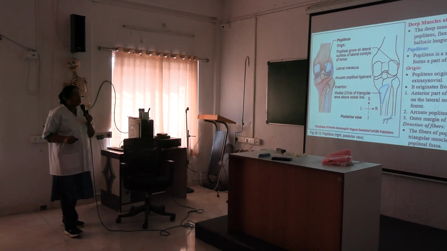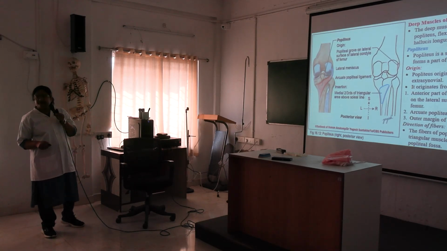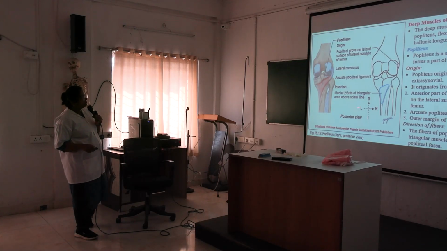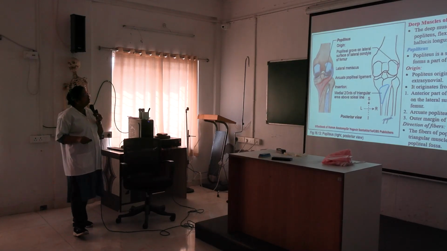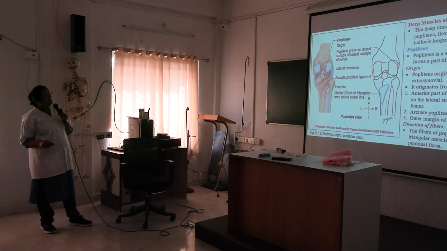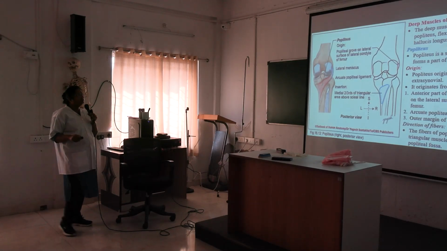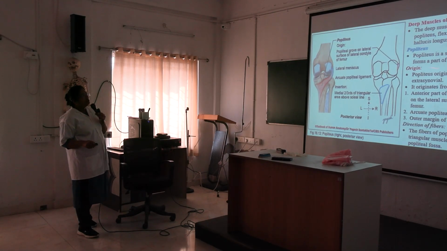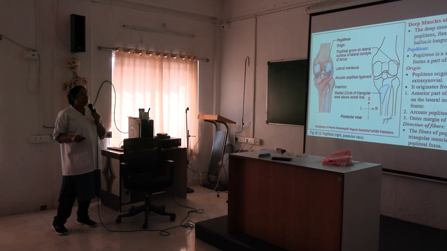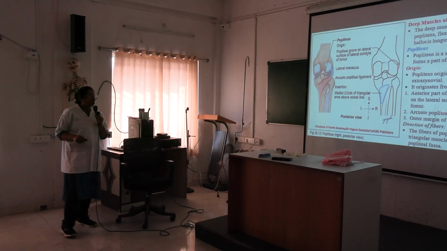Next, we are going to the deep muscles of the back of the leg. The deep muscles of the back of the leg are popliteus, here is the popliteus, flexor digitorum longus, flexor hallucis longus, and tibialis posterior. Popliteus is a small triangular flat muscle and forms a part of the floor of the popliteal fossa.